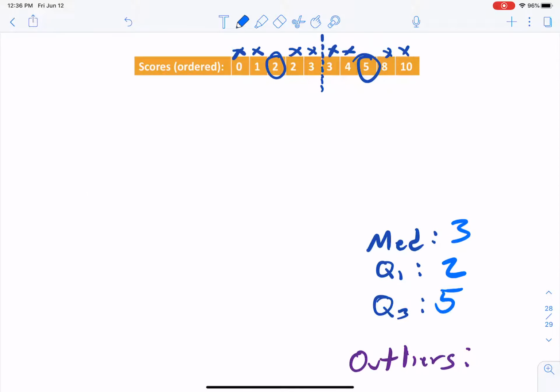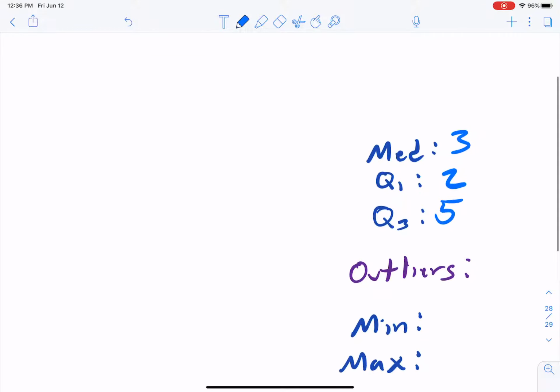Okay, so that's the first 2 steps. We found our median, right? The process is the same for Q1 and Q3. We're just working with a little bit of a subset of our data. So I'll erase all this just to clean it up. And now what we need to do is find our outliers, okay?